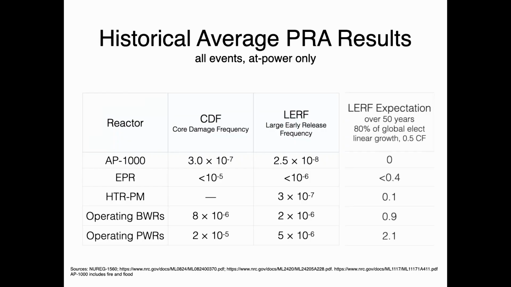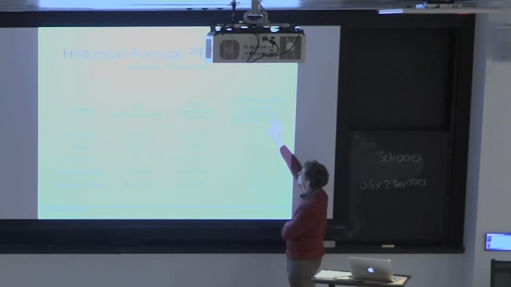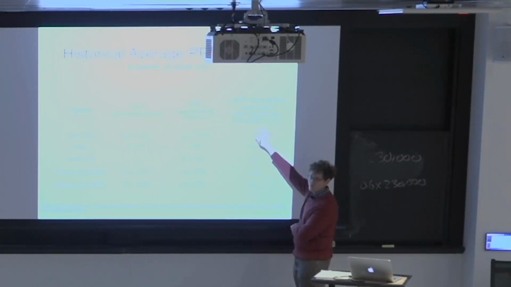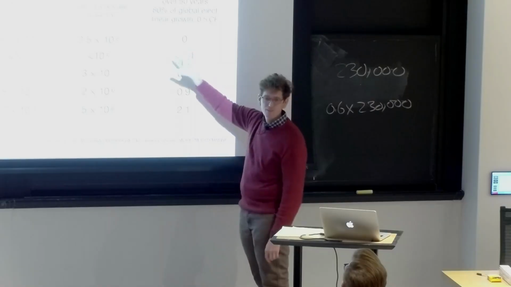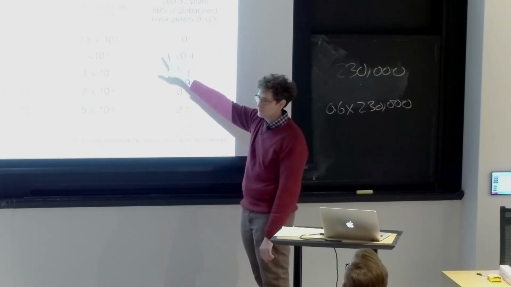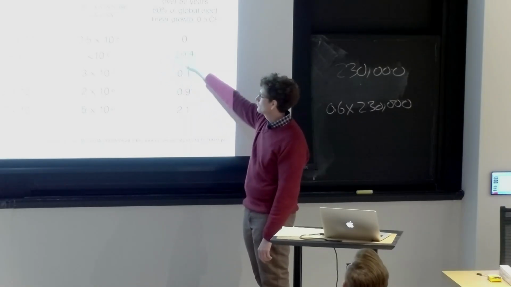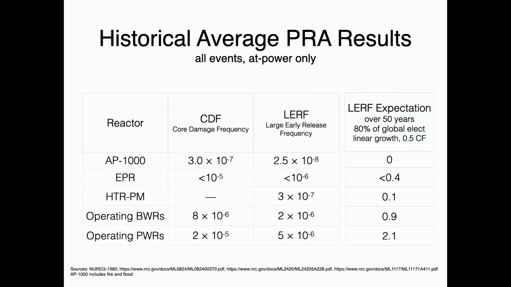So if you assume that's correct, we would say how many large releases would we get over 50 years, assuming 80% of global electricity came from nuclear, and we have a linear growth from where we are now to get to that in 50 years. And so I've done the integral for you. And look, I mean, basically not zero. Like you would have no accidents, even though 80% of the power in the world came from nuclear. Here's, you know, less than 0.4.